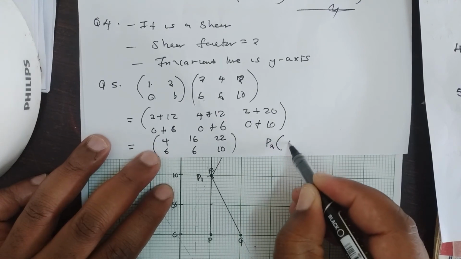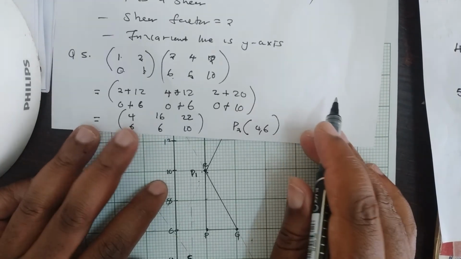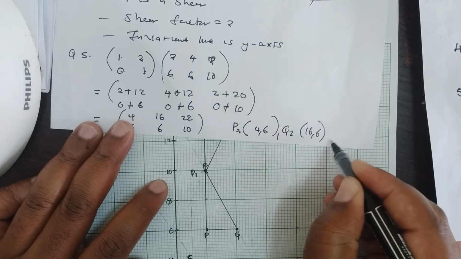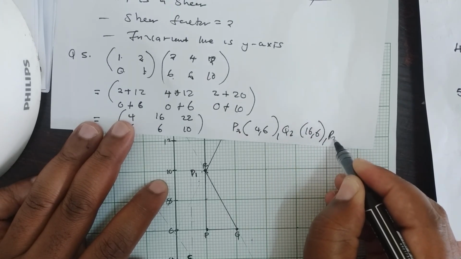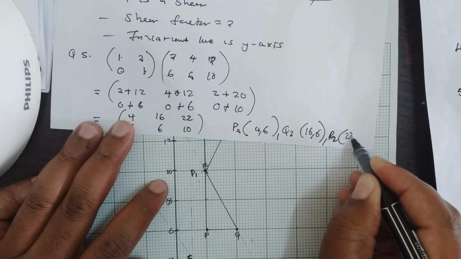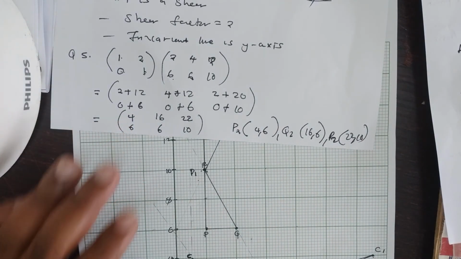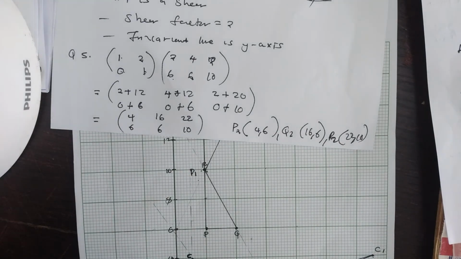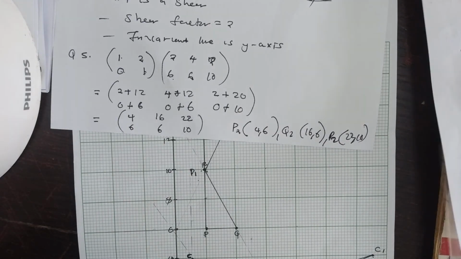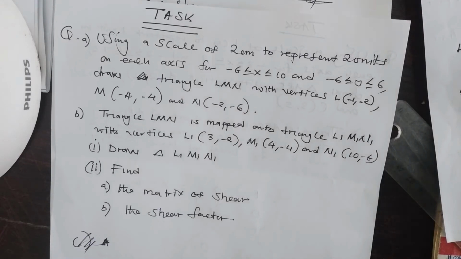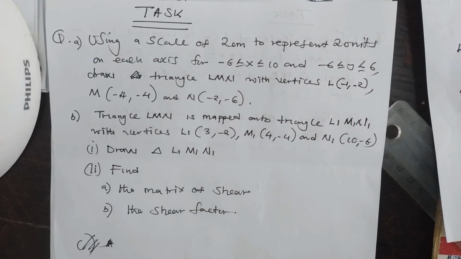Meaning that P2 is 14,6. Q2 is 16,6. And R2 is 22,10. These are the coordinates. It means you have fully answered that question. Okay, so I'm going to give you an exercise. So that is the exercise. You can copy and attempt.